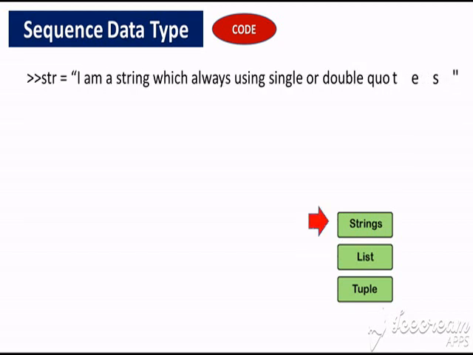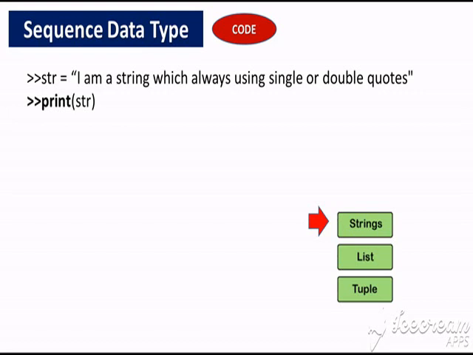Str is nothing. Str is a variable, which is taken by me. You can choose a, b, c, d, whatever, instead of str. So str is equal to, in double inverted commas, "I am a string", which always uses single or double quotes. Okay, single and double both are valid.